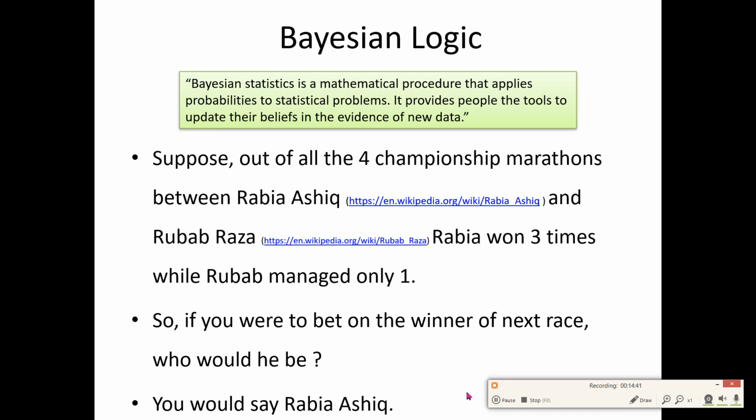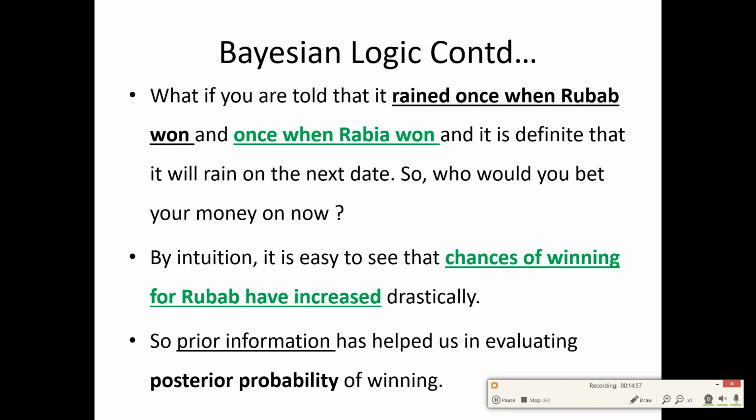But let me offer a twist in this example, which will make clear the Bayesian logic. Okay, so continuing the same example, let's say I provide you some additional information. You see, we have fresh data. As I said, Bayesian logic uses fresh data to update your estimates of probabilities. So what's the fresh data? Let's say you have an additional piece of information that it rained once when Rubab won and once when Rabia won, right? And it is definite that it will rain on the next date as well, right?